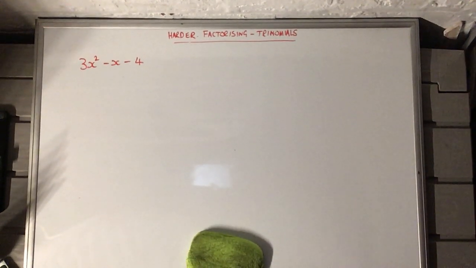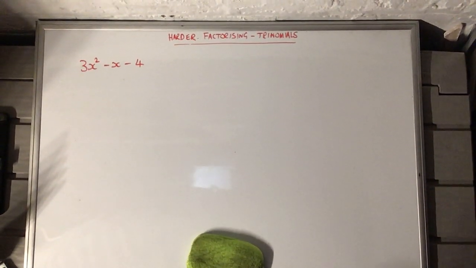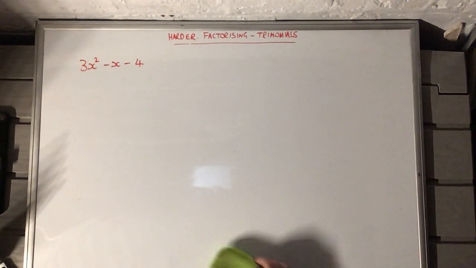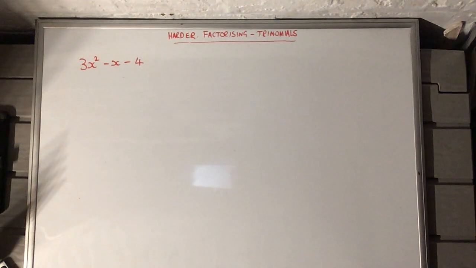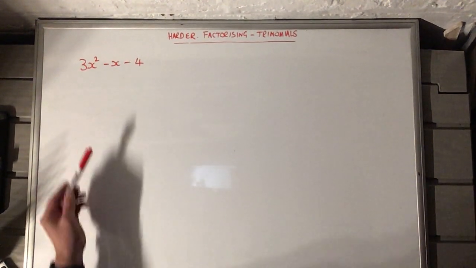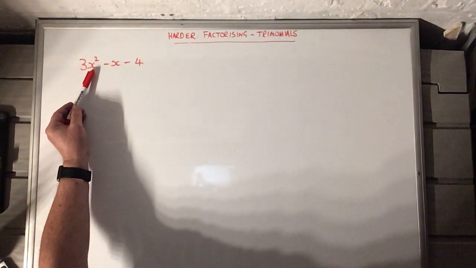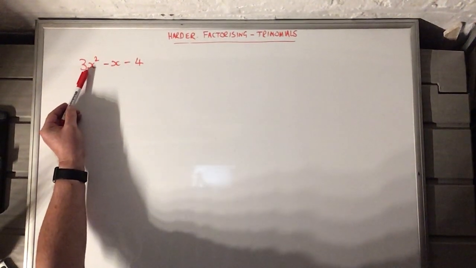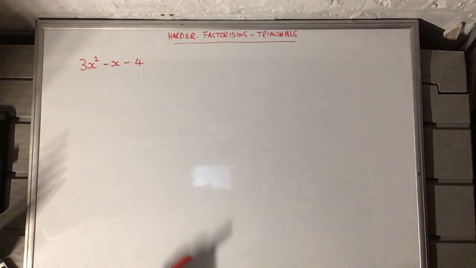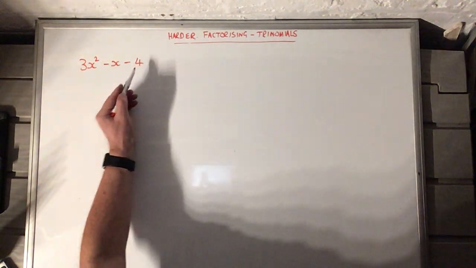Okay, this is the second video on factorising trinomials, and it's a harder type. Before you watch this video, I would recommend that you go and watch the previous video where we factorise a quadratic that only has x squared, and it's a 1 here rather than any other number, a unitary value we call it.